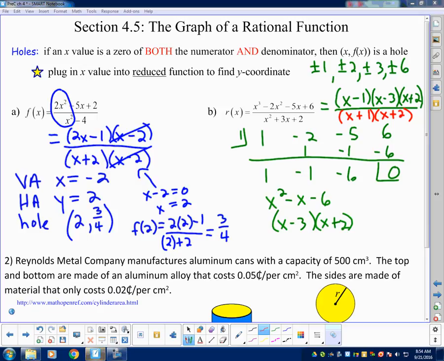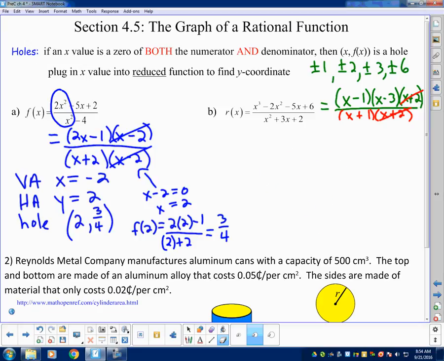Factors top and bottom. The x plus 2's cancel out. That's my vertical asymptote. It is x equals negative 1, because that would make the bottom 0 and it cannot be canceled out. What about horizontal asymptote? Looking at my leading coefficients, oh, there's not, right? Because the power on the top is bigger than the power on the bottom.